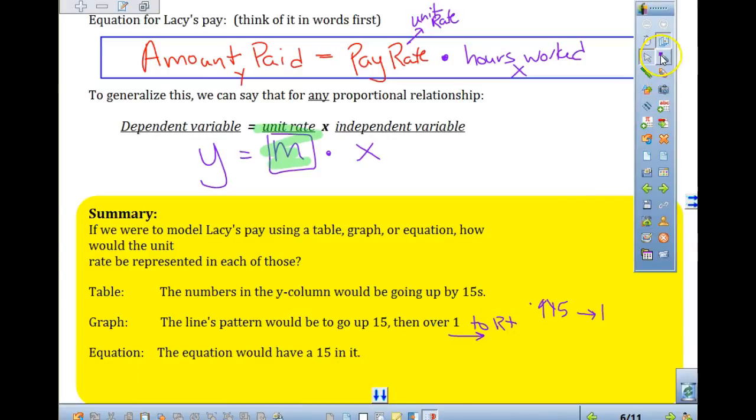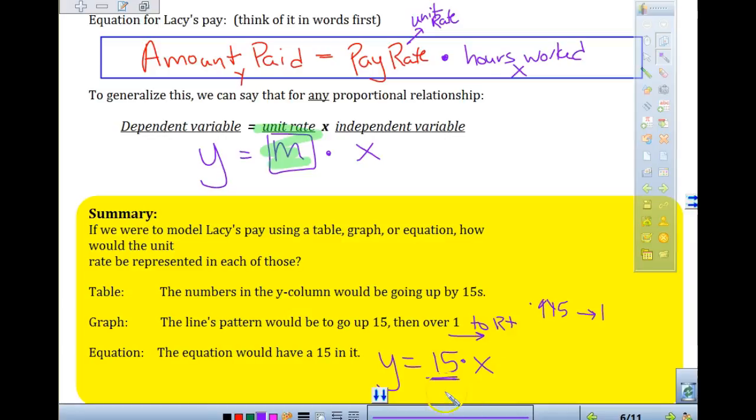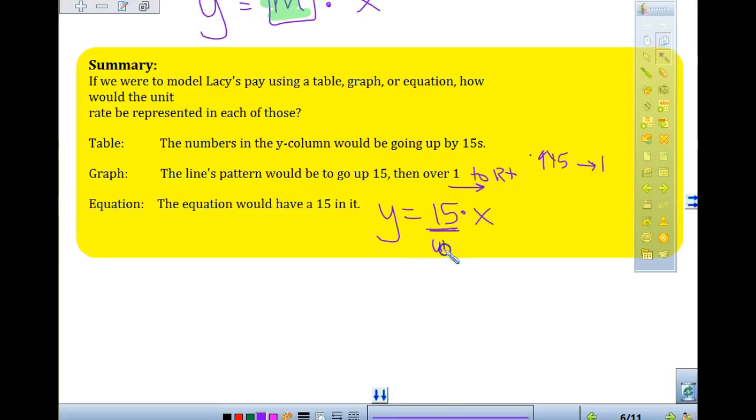So for that last one, the equation would have 15 in it, and our equation is going to be y equals 15 times x. So it is always y equals the unit rate times x for an equation. Y equals the unit rate times x.